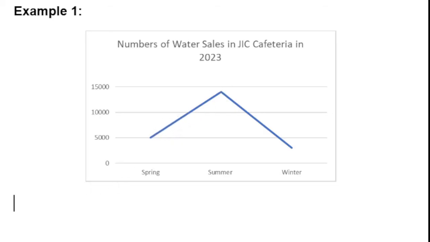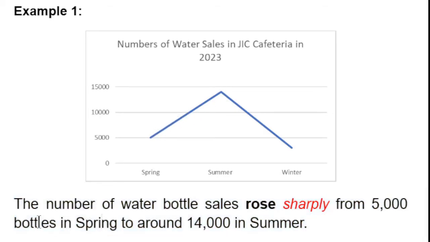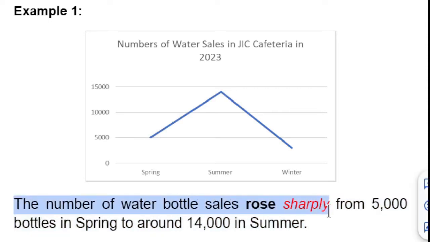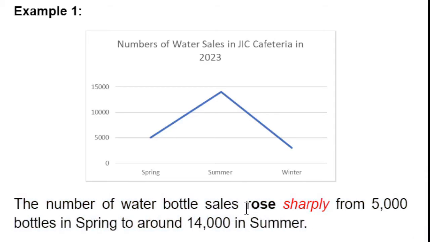You should use the simple past tense. The number of water bottle sales rose sharply from 5,000 bottles in spring to around 14,000 in summer. This is the subject. Verb in the simple past tense. Use an adverb to show how it rises. Give some statistical information, time, statistical information, and time.